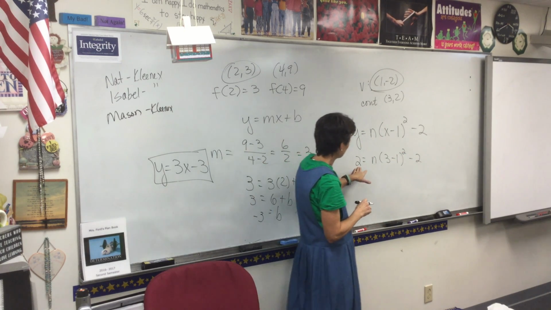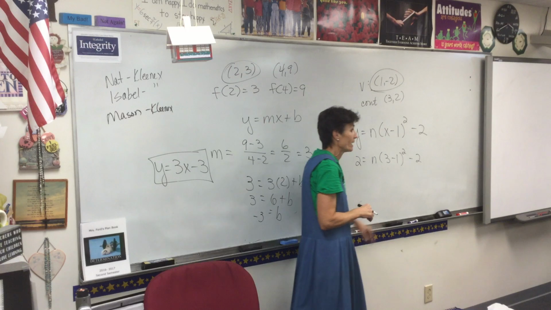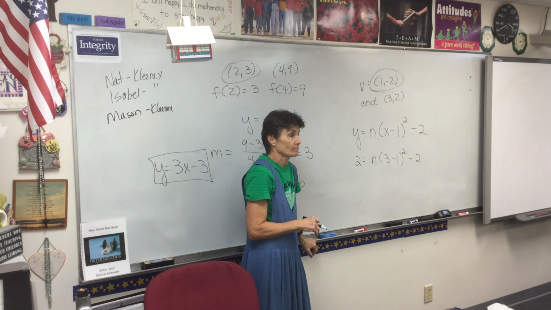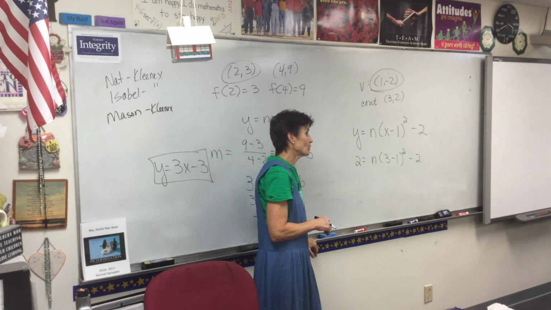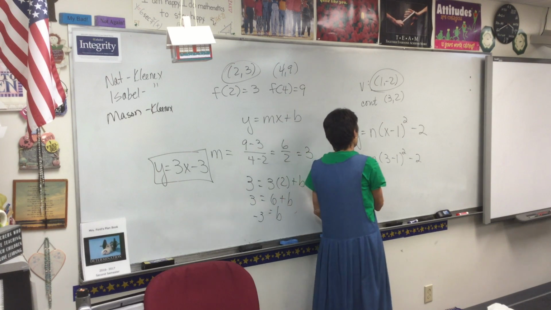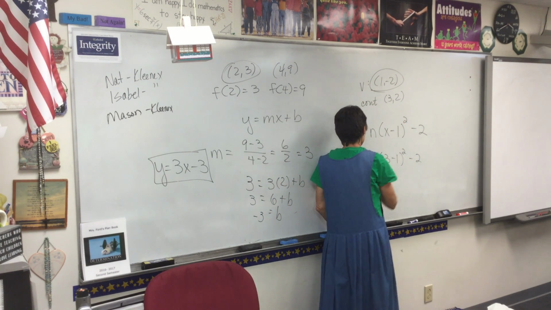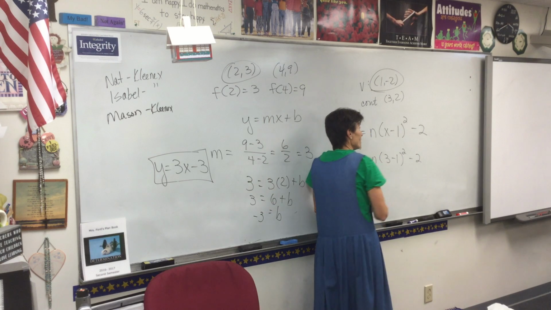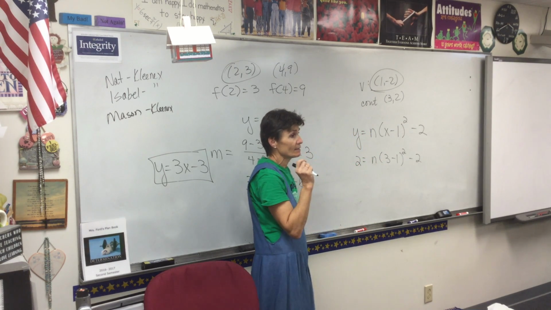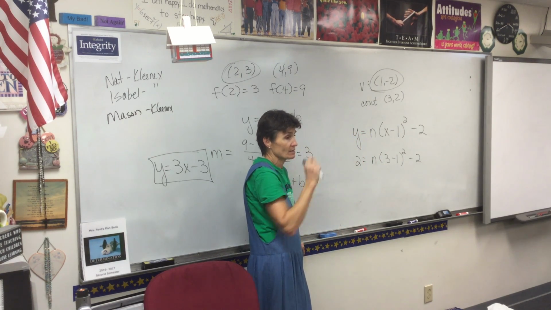So I'll put 2 in for y and 3 in for x. You know what happens over and over again? Kids will put, because that's 3, 2, they'll put 3 here and 2 here. Make sure you're plugging in y for y and x for x.